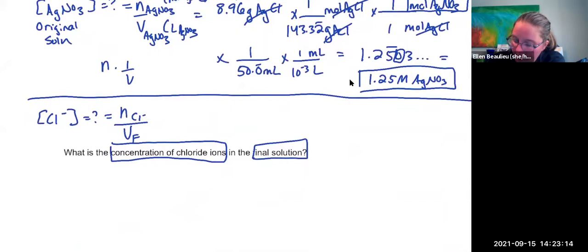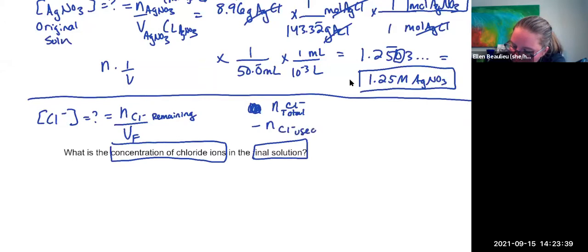So this is moles of Cl minus remaining, meaning not all of it reacted. Some of it stayed in solution. That's what this question is implying. Well, if I want to know how much is remaining, then probably I needed to know how much was there total to begin with, and I need to subtract the amount that I used to get the moles of Cl minus remaining.